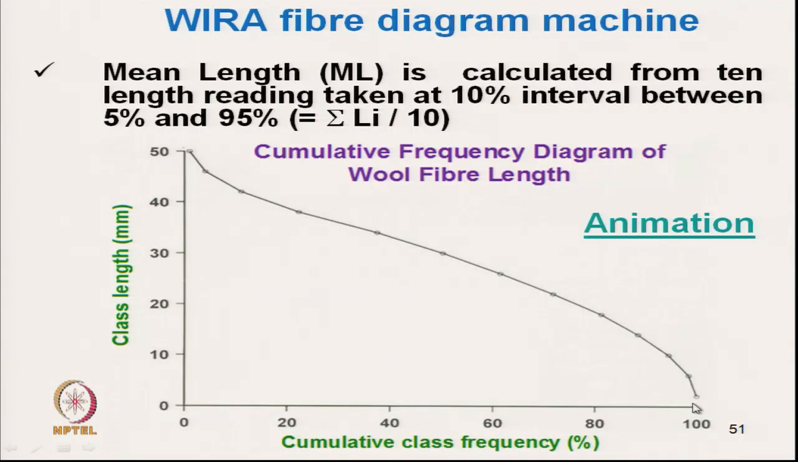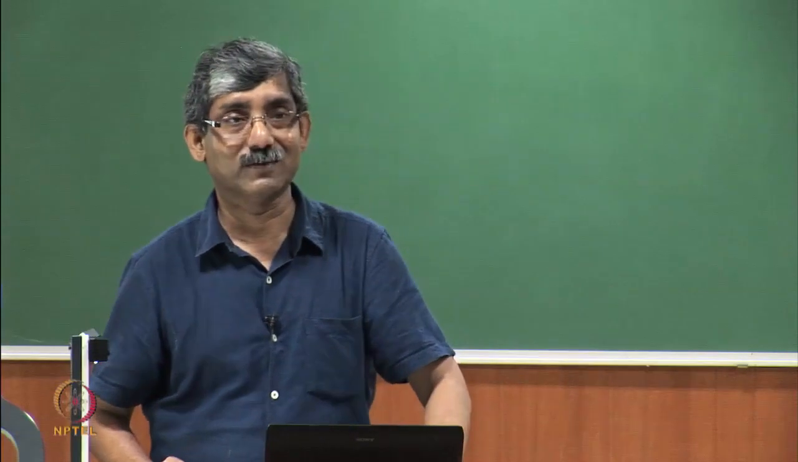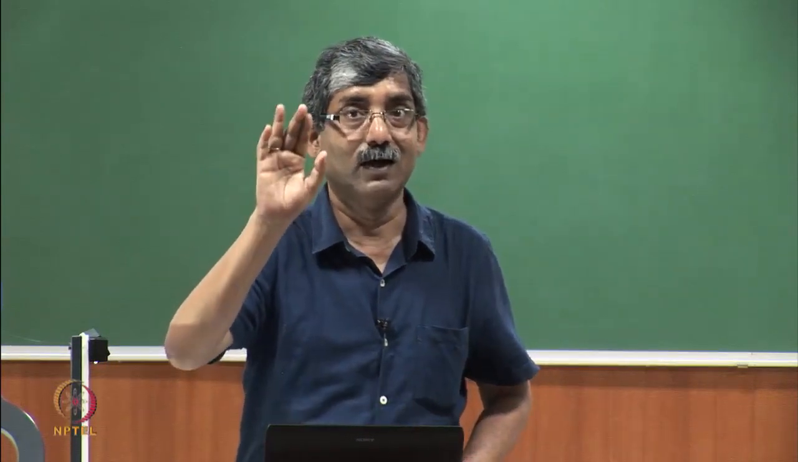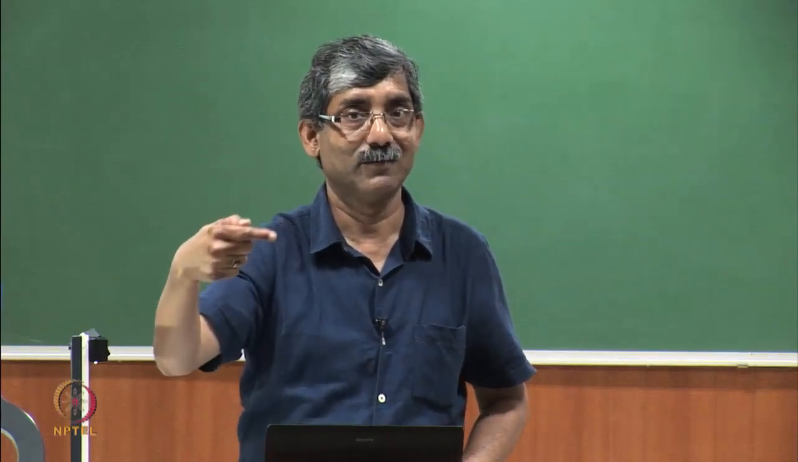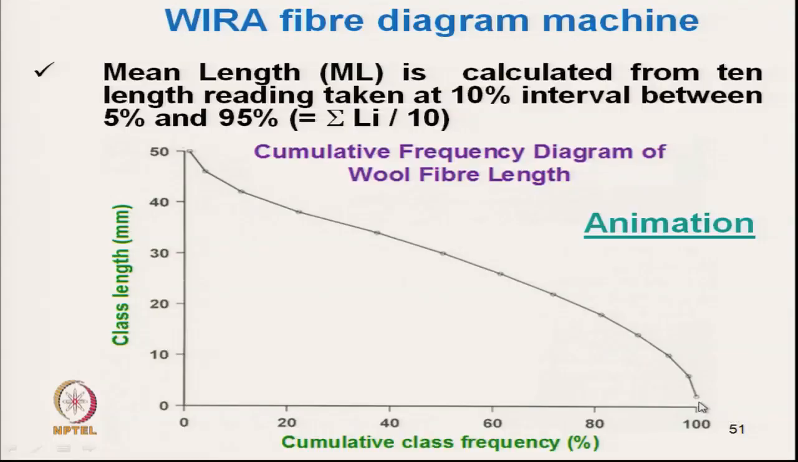The first draw is the maximum, 100%, meaning 100% of the fibers are there. This is the maximum length and maximum capacitance, the 100% cumulative class. We discard this 100% and do not take it for calculation. There is some capacitance value it is giving, and we know the length. That length is the zero length.